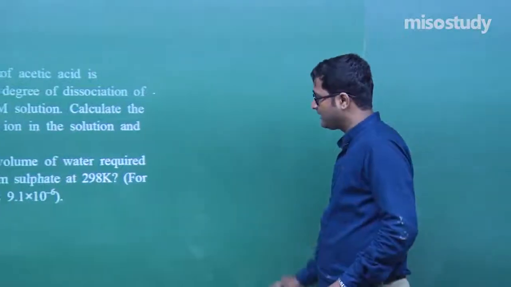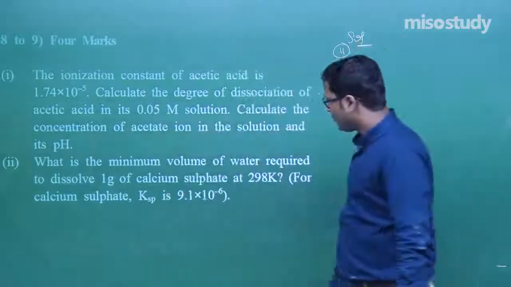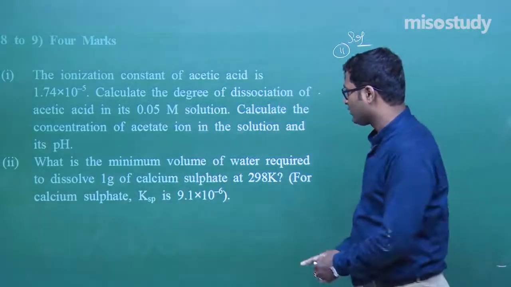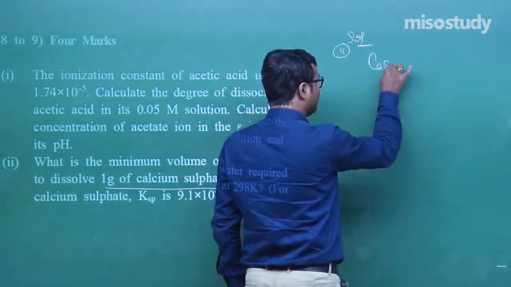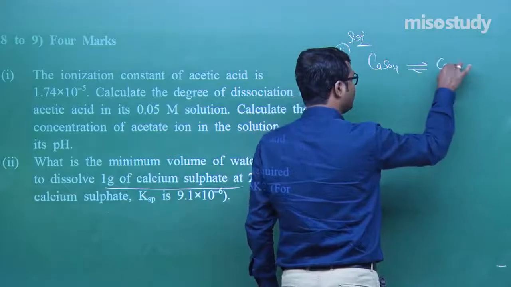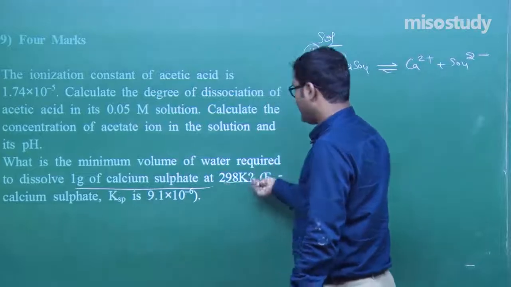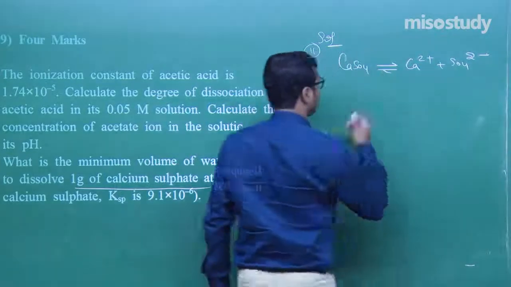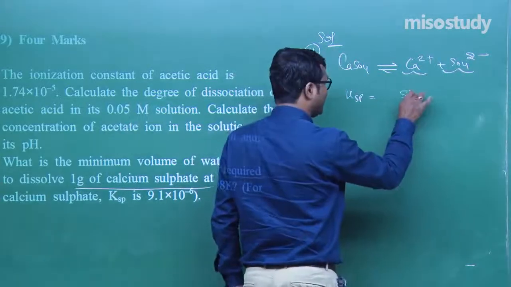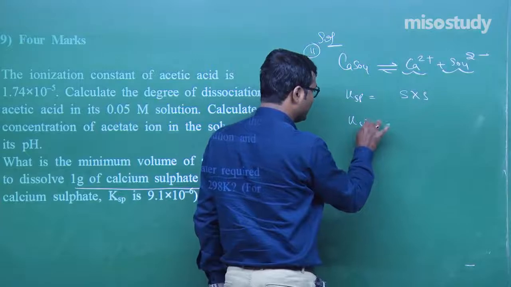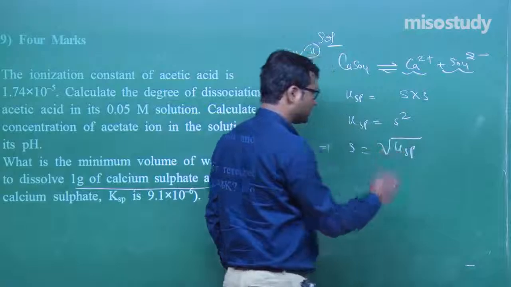The next question here, again the numerical part, wait for a moment. What is given? What is the minimum value of water required to dissolve 1 gram of calcium sulfate? What is calcium sulfate? It definitely dissociates like this, Ca2 plus and SO4 2 minus. At 298 Kelvin, Ksp is given. Ksp is equal to, we know, Ca2 plus and SO4 2 minus, that is S into S, that is Ksp is equal to S square, or we can say S is equal to root under Ksp.